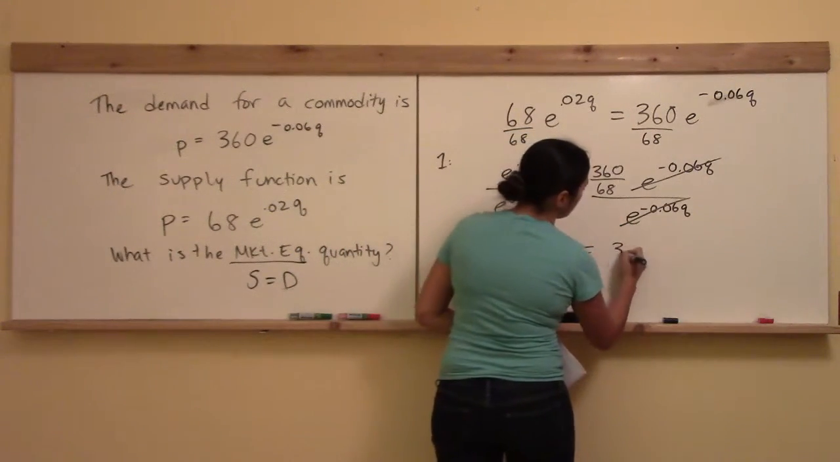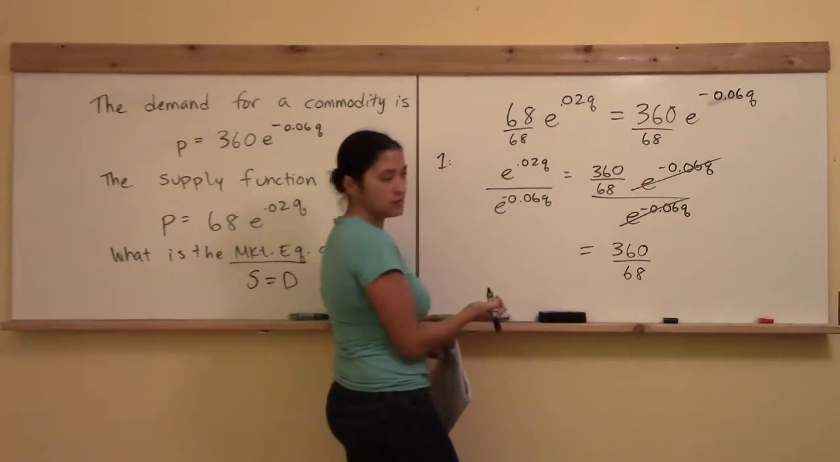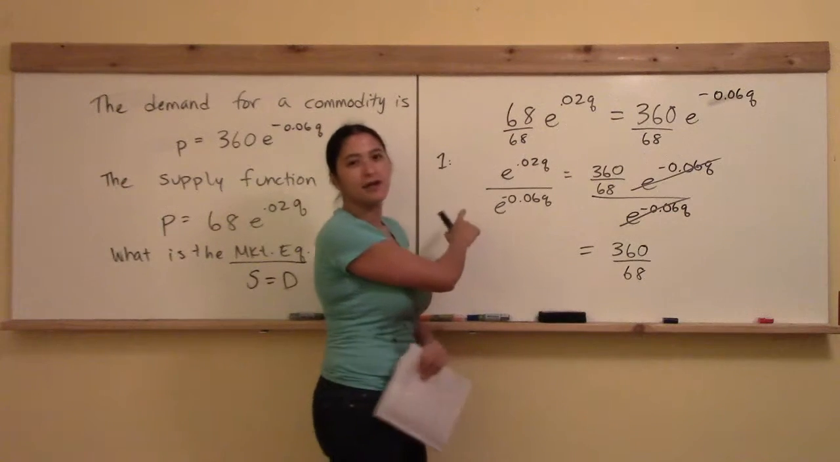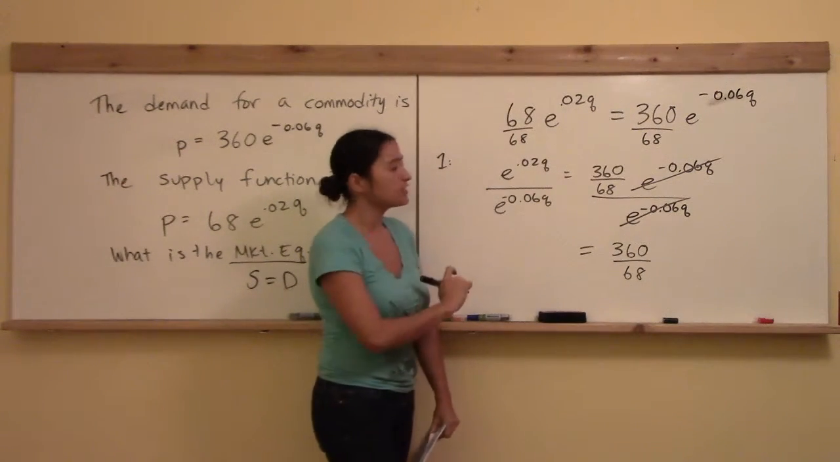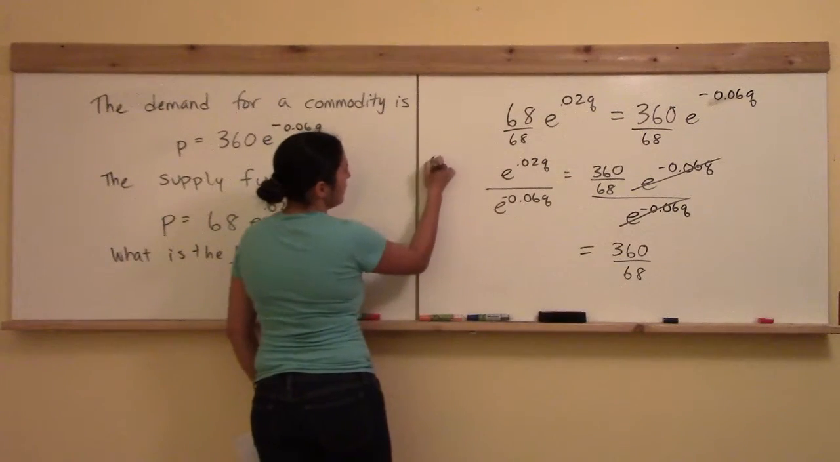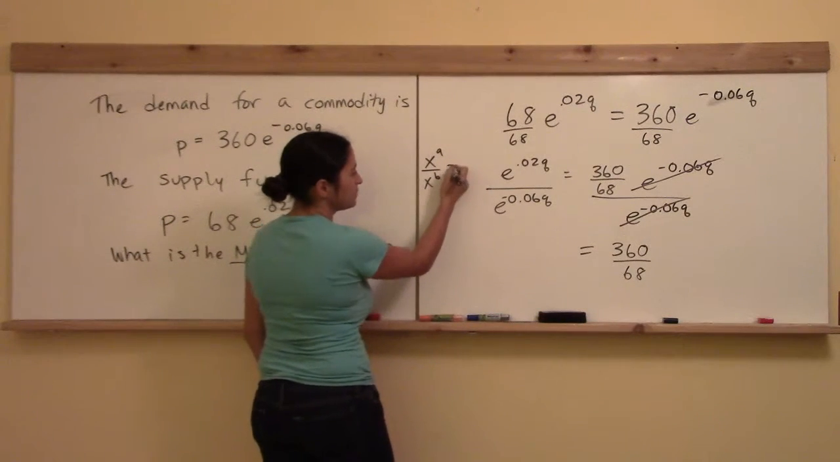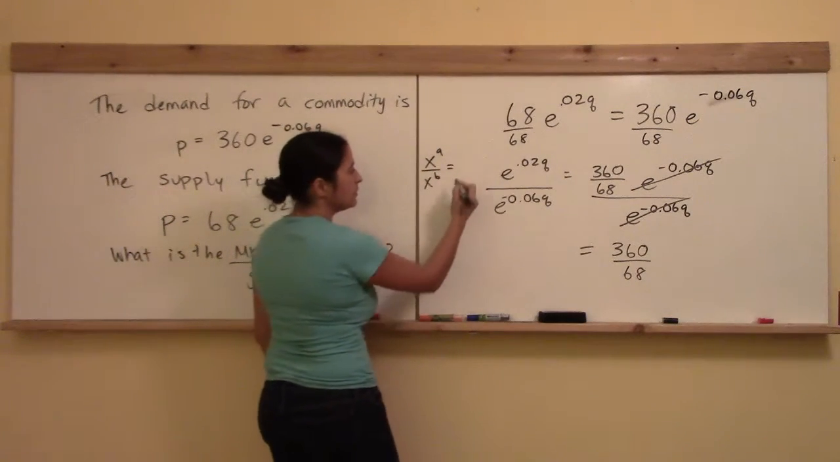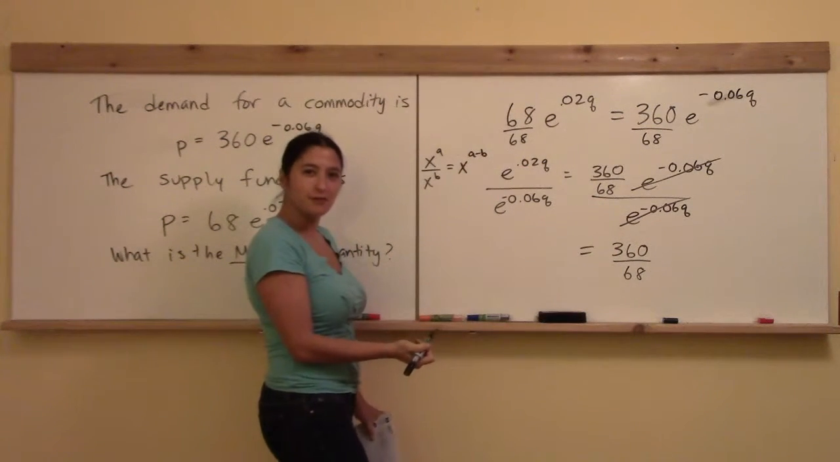So if you choose to divide by that, then you get 360 over 68 here. And what do you get here? Do you remember, this actually goes all the way back to our rules of exponents? If we have, for example, x to the a divided by x to the b, what does that simplify to? x to the a minus b. Do you remember that rule from so long ago?